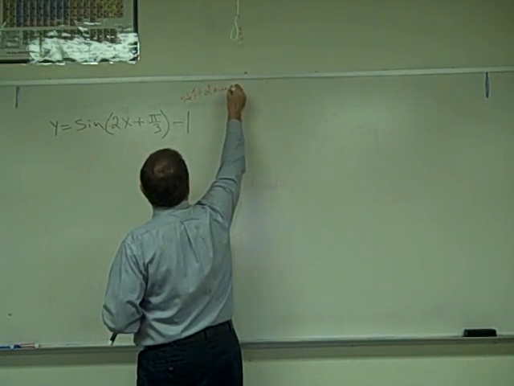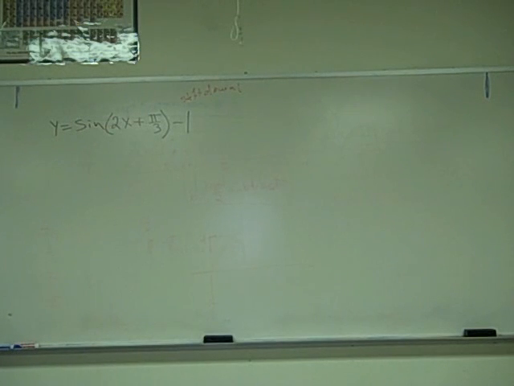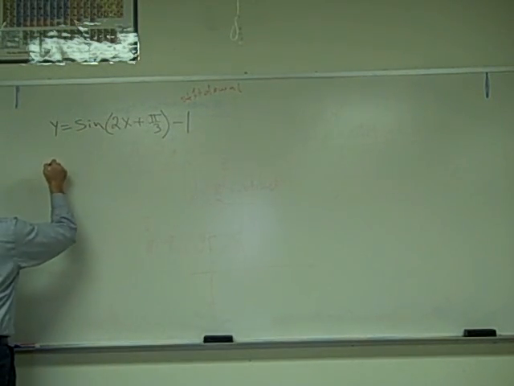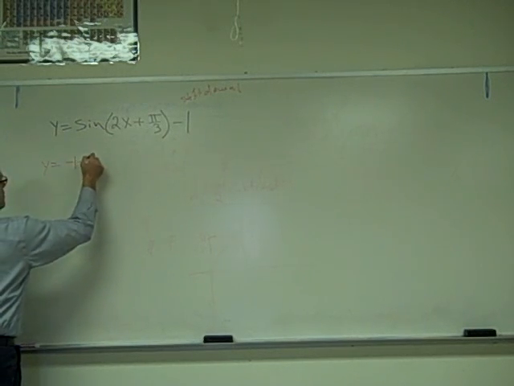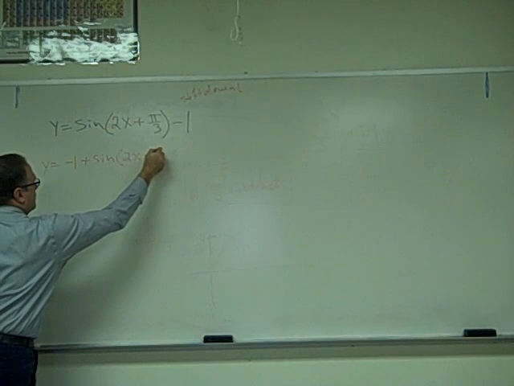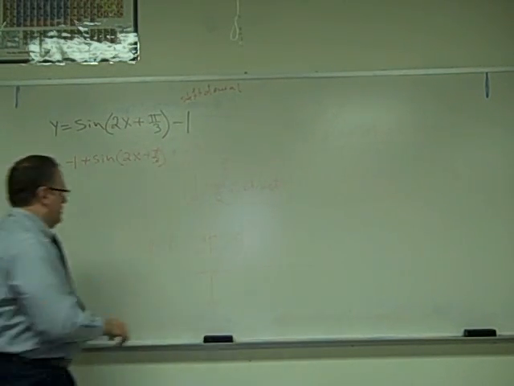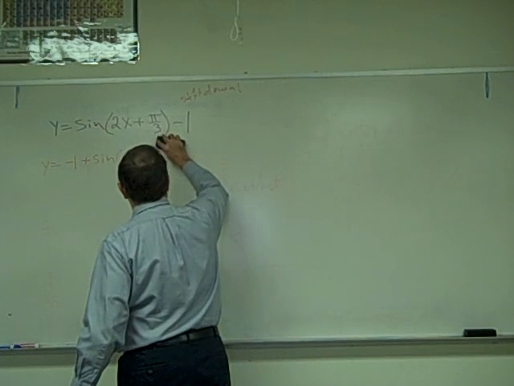So it doesn't matter where C is. That's right, it doesn't matter. But this would be equivalent to what we've seen before as -1 plus sine 2x plus pi over 3. What if the parentheses weren't there? You mean if it was just like this?